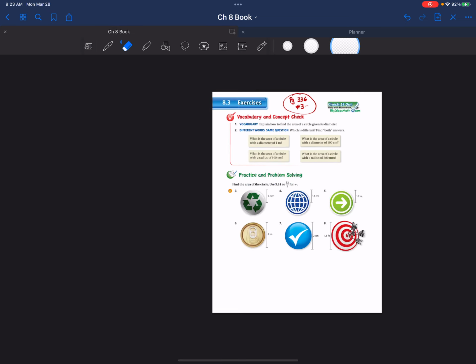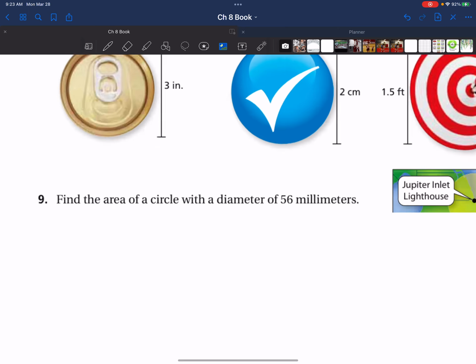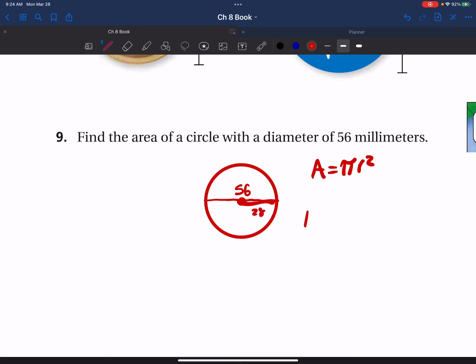Okay, let's go ahead and keep chugging along here. Number 9, find the area of a circle with a diameter of 56 millimeters. This is exactly what we were doing up there, it's just they didn't give you the picture. So I've got a circle, the diameter, so the whole thing is 56. If I'm going to find the area, which is pi r squared, I need a radius. Half of 56 is 28. That means I'm going to have pi times 28 squared. 28 times 28 is 784.